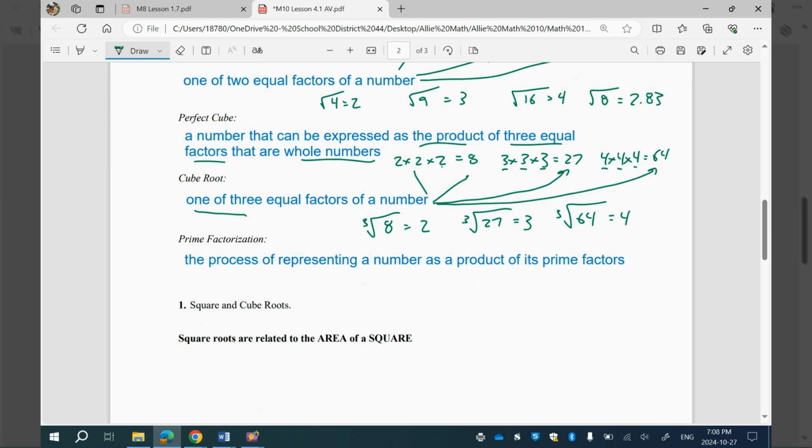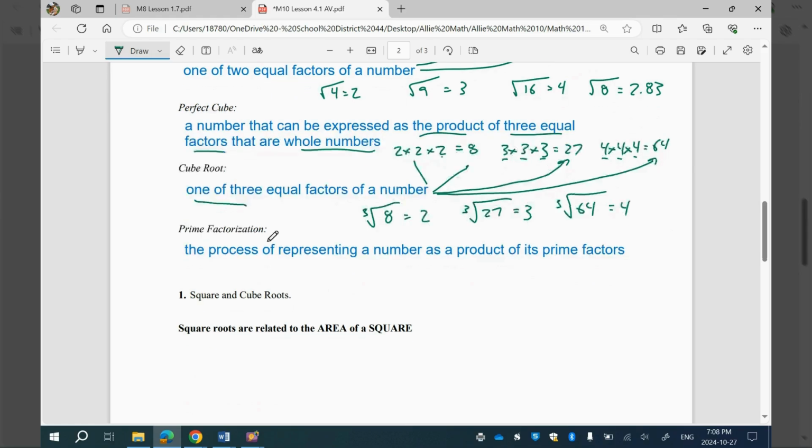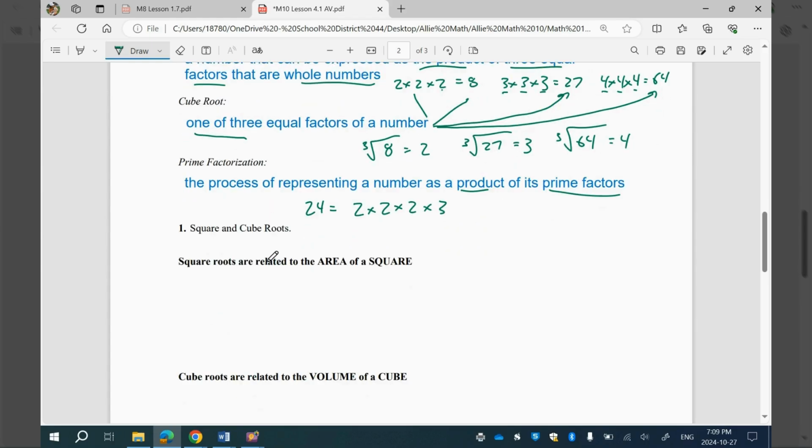Prime factorization is a process of representing a number as a product of its prime factors. Remember, a prime number is a number that's divisible only by 1 and itself. For example, if we represented 24 by its prime factors, it would be 2 times 2 times 2 times 3. I'll show this a little bit more. We're going to do a prime factorization tree, so we can show the process by which we get from here to here. I'll show you that in a little bit.